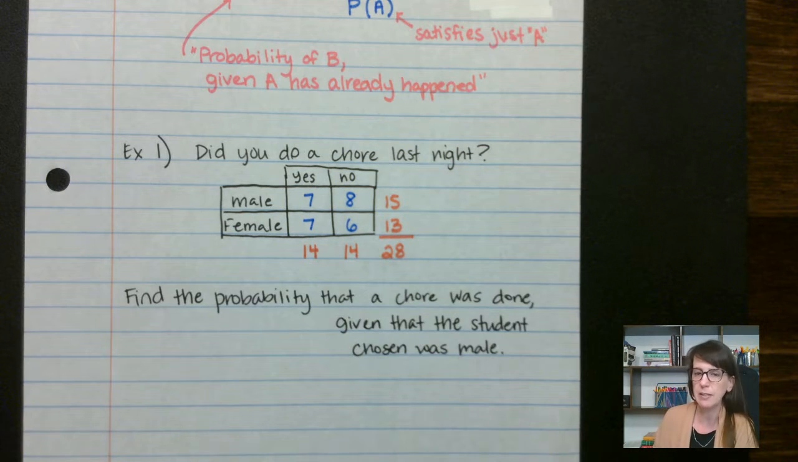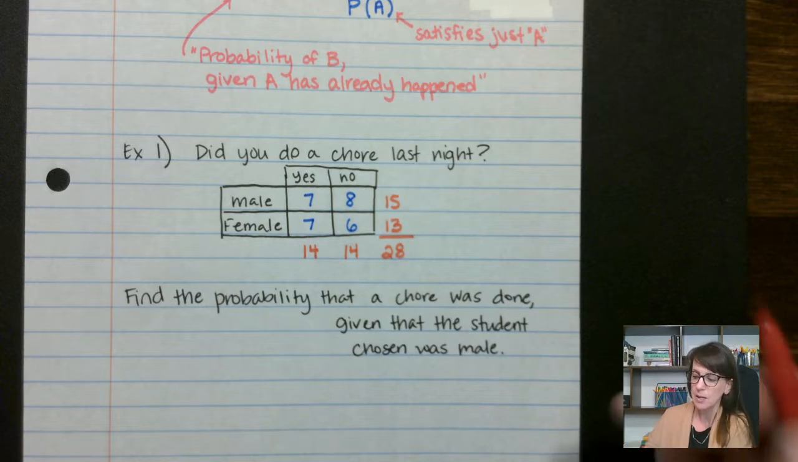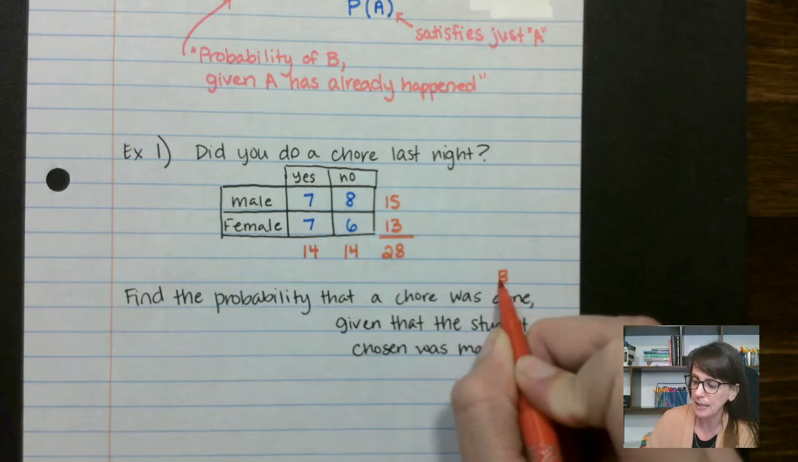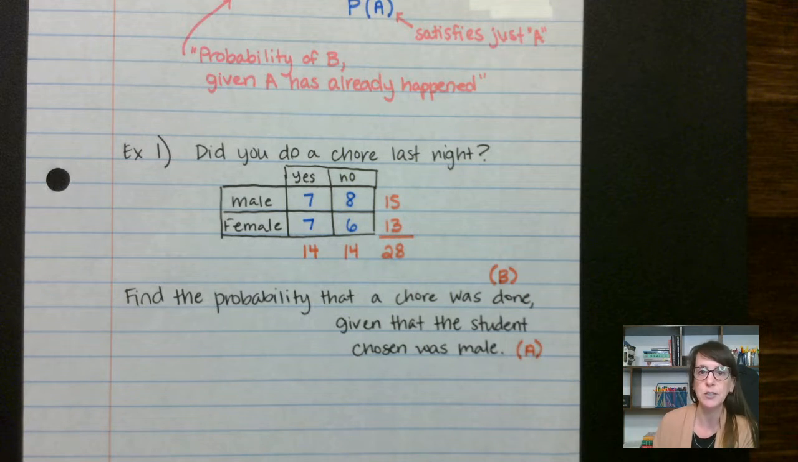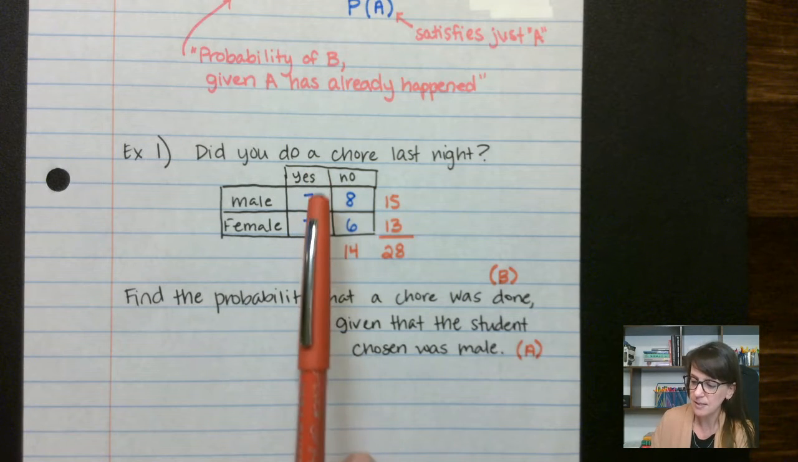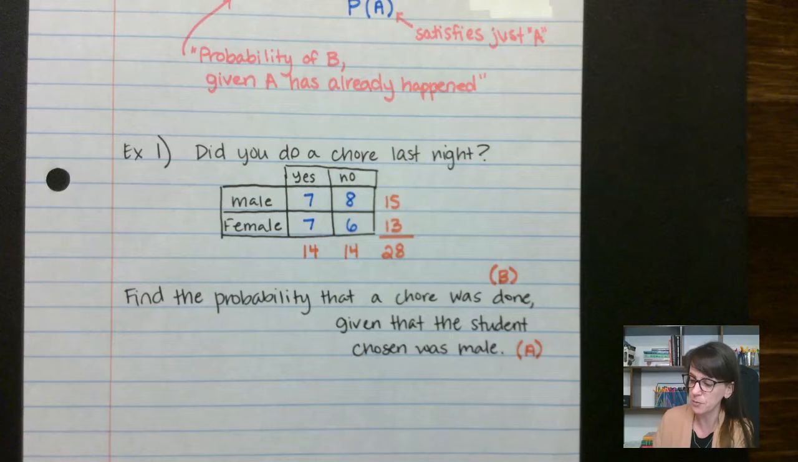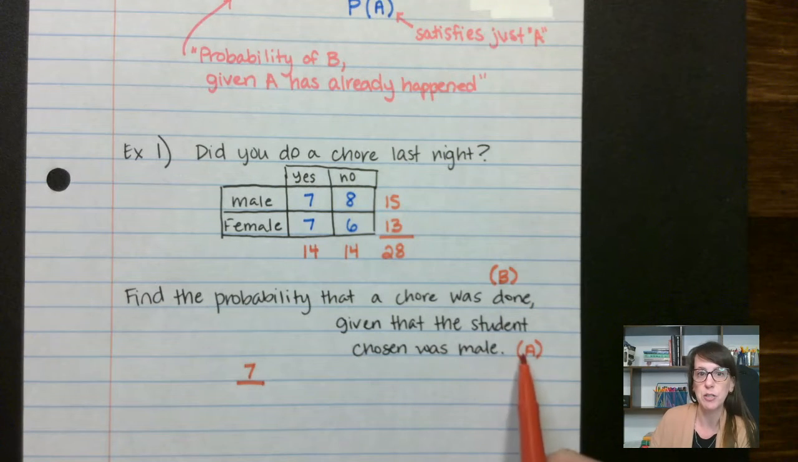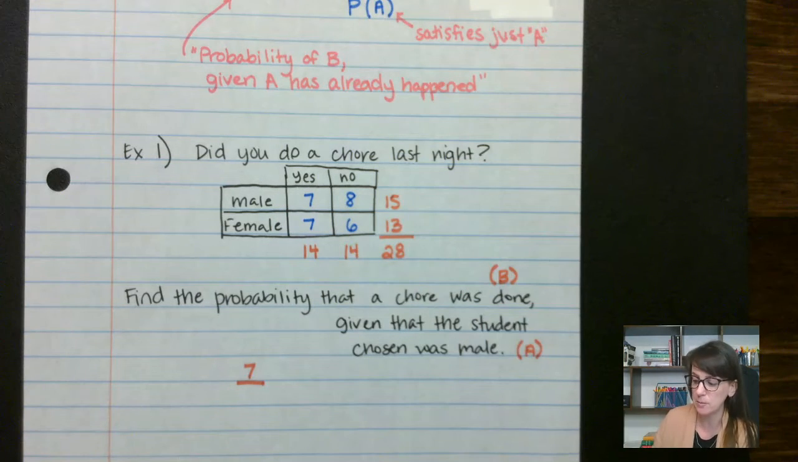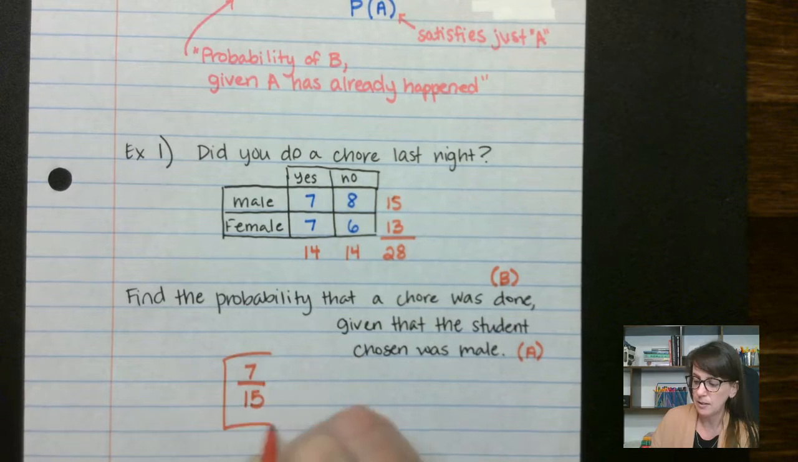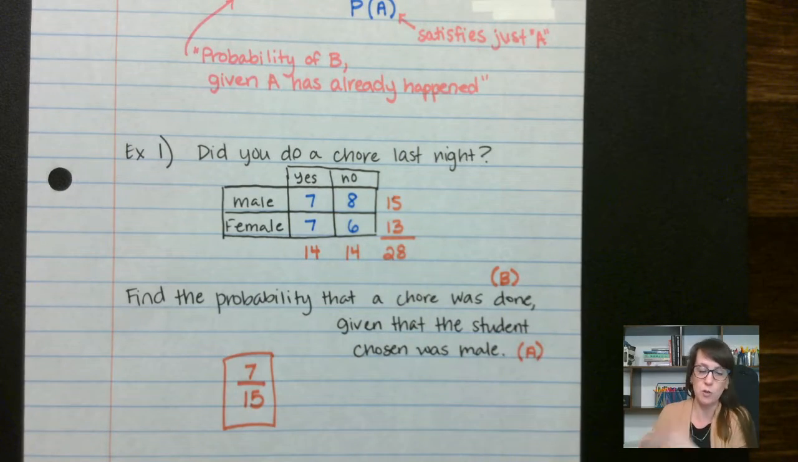So find the probability that a chore was done given that the student chosen was male. So that a chore was done, that's our B. Given that the student was male, that's our A. So which is chore yes, male? Yes, male. That's 7 on those ones. So that would be 7 out of, and then we do over our A, which is male. And male total is 15. That's why it's important you do these total columns there. So just 7 out of 15.